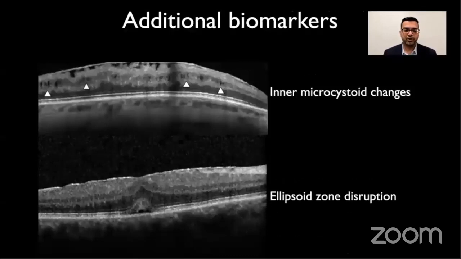There are additional biomarkers, particularly inner microcystoid changes, which are cystic changes in the inner retina, as well as ellipsoid zone disruption, which we're more familiar with.